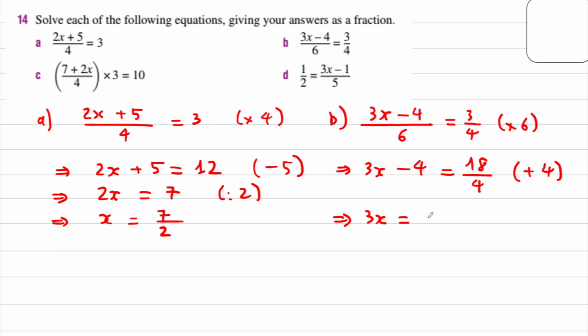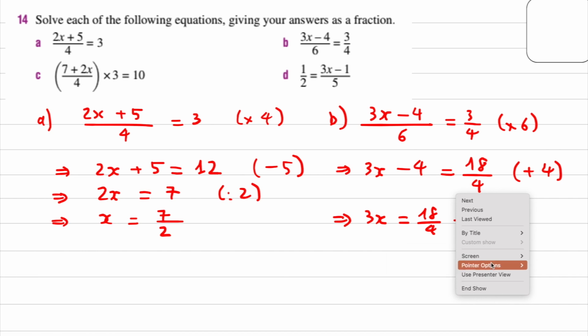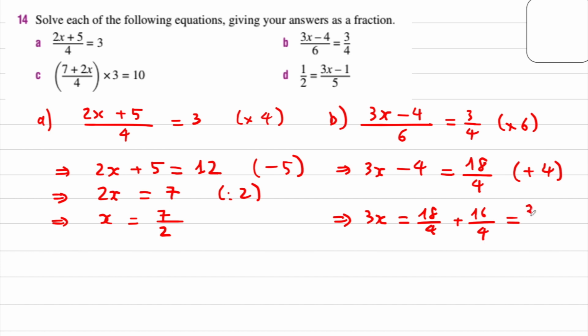3x becomes the subject. And 18 over 4 plus 4. Plus 4 means plus 16 over 4. Here is 16 over 4, and then you get 34 over 4.